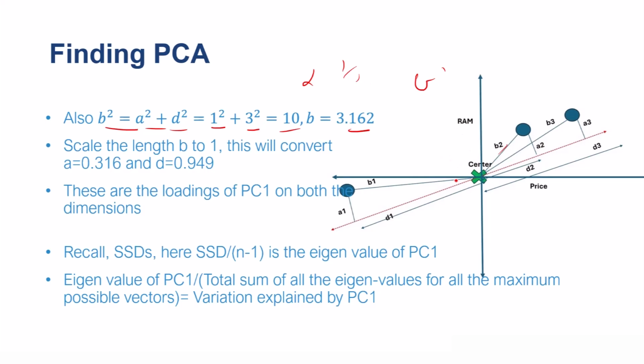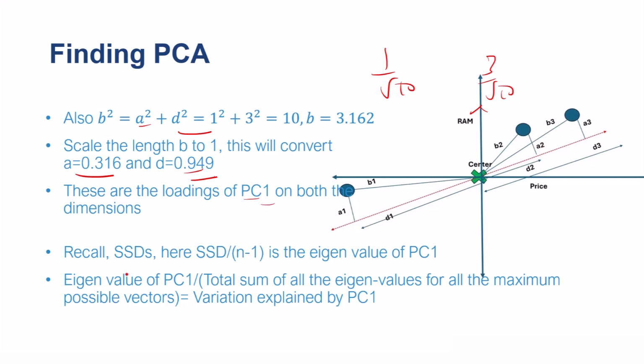Now for maximization of this kind, we need to fix some limit on b, because if we do not fix any limit on b, this maximization can take an infinitely large length. So we need some kind of constraint, and we put that constraint that b should be equal to 1. Once you put this constraint, then a will also change. So it will be 1 upon square root 10, which is 0.316, and d will be equal to 3 upon square root 10, which is 0.949. These will be the loadings of RAM and price on the principal component. So whatever your variables are, these will be the loadings of that on PC1.